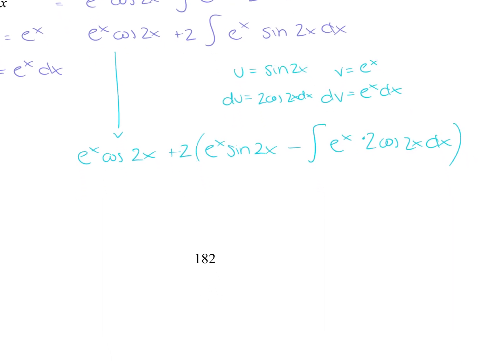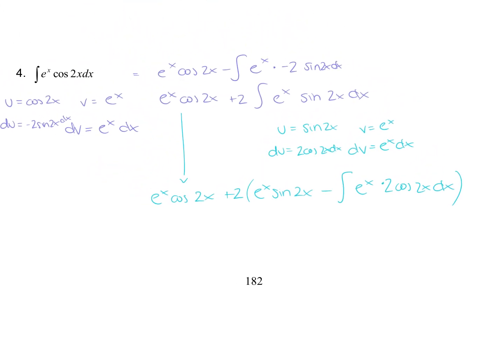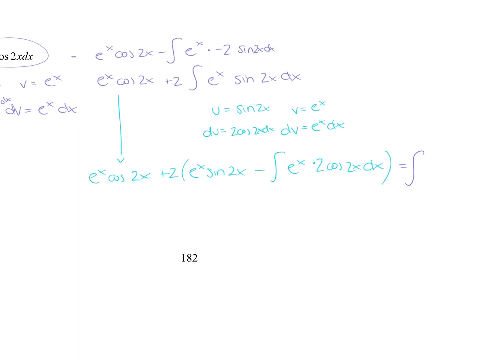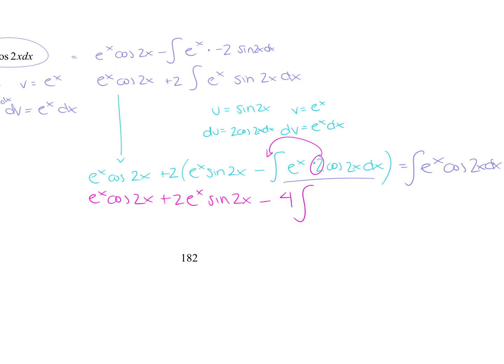And so what we do with those kind of things is we know that this whole thing was originally equal to the original. So I'm going to set this equal to the integral of e to the x cosine of 2x dx, which is almost the same as that if I pull out the 2. So watch what's going to happen. We're going to treat that integral almost like a variable itself. So now we have e to the x cosine 2x. I'm going to go ahead and distribute my 2 and pull this 2 out at the same time, which is going to be minus 4 integral of e to the x cosine 2x dx.